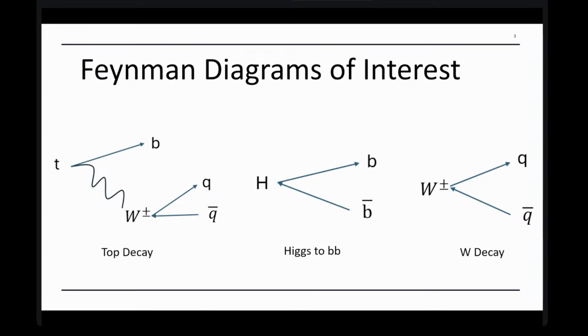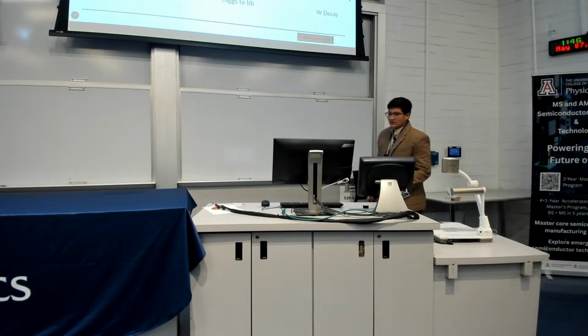Specifically, we're interested in the case where the top quark tends to decay to a b quark and a W boson, and the W boson then further decays into two jets, which are light quark jets of up or down. The Higgs can decay into two B jets, specifically a b and an anti-b. And as previously stated, the W boson can decay into two quark jets like this.